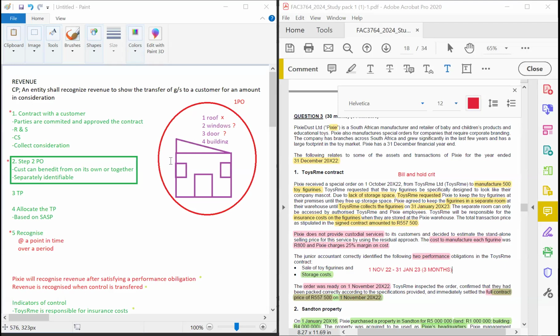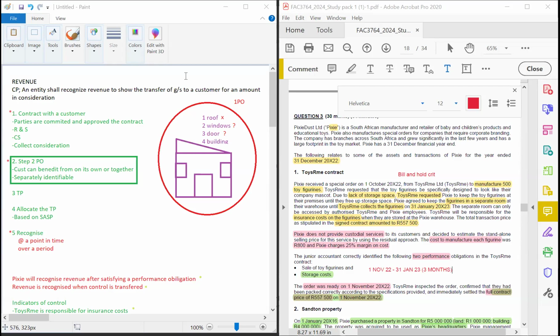Yes, it does. Just one final question. If the windows and the doors were not specialized, and if they could be sold, can we then conclude that there are three performance obligations here? Yes. Okay, thank you. I think that is where I got lost. Thank you. Okay, no problem.